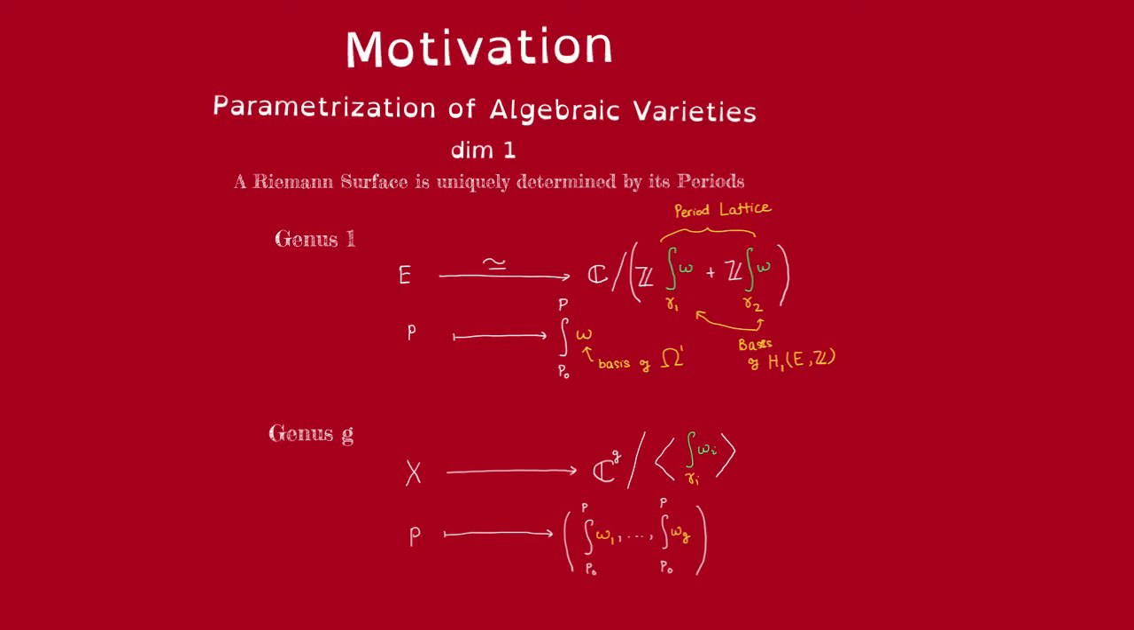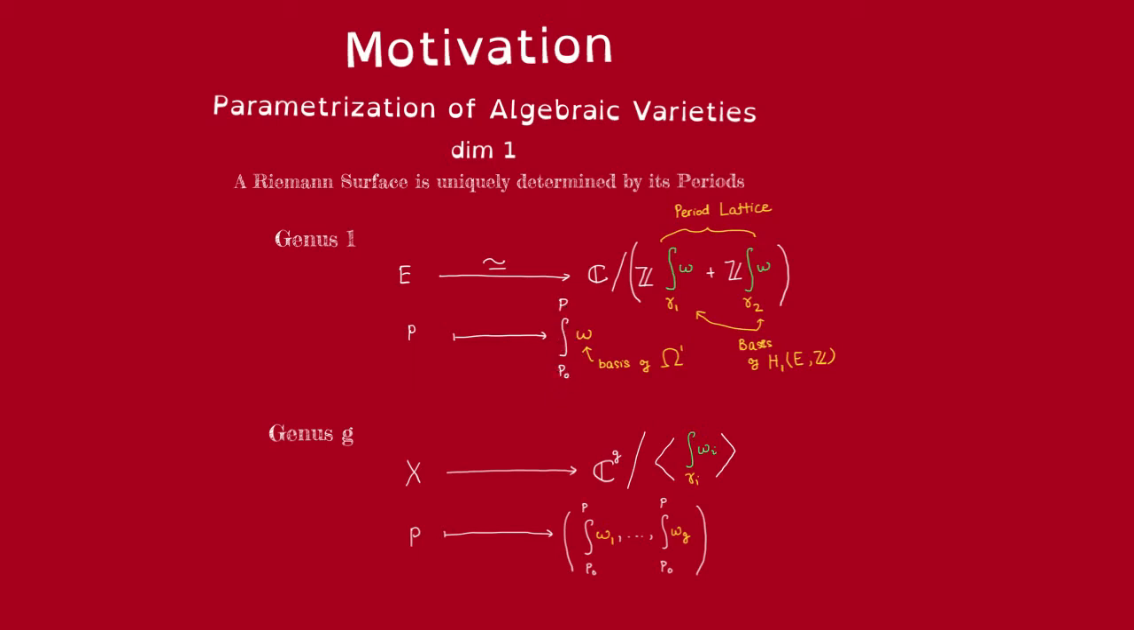Now previously, we explained for the case of Riemann surface of genus 1, i.e. elliptic curves, why the periods uniquely determine its isomorphism class. That is because of this period mapping, which is defined as follows. We pick a basis, omega, of this space of holomorphic one forms on E. Then we fix the point P0. The period mapping sends every point P to the integral from P0 to P of omega.